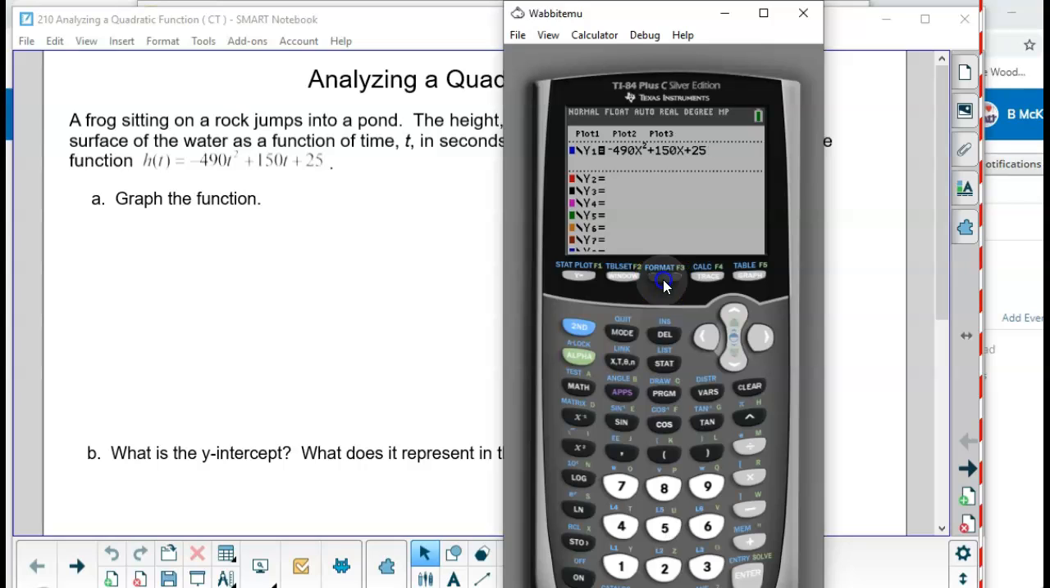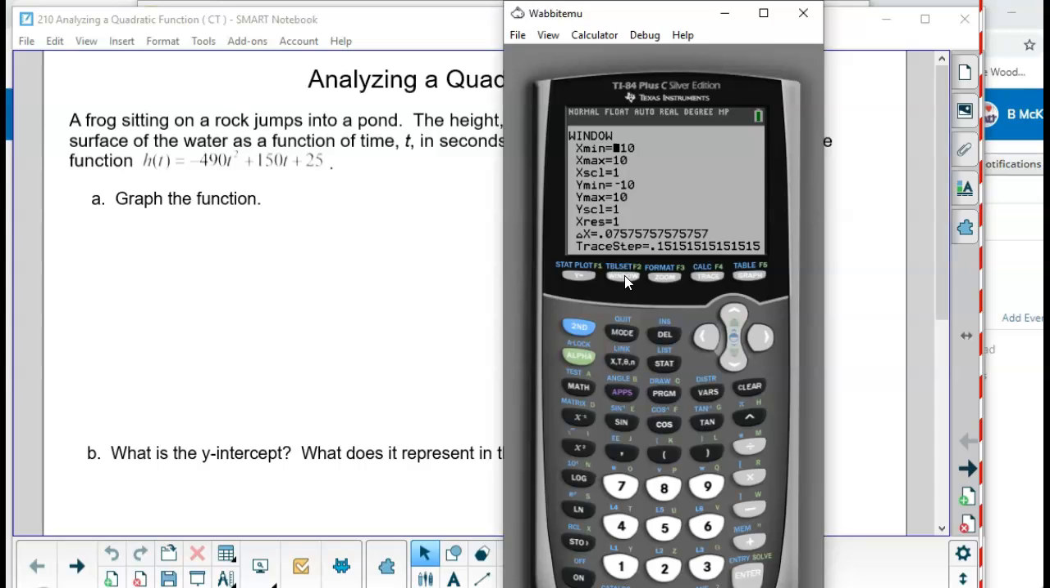Now, if you have a standard screen and you graph that, you might not see anything. So you can see the calculator is chugging away, you can see part there, but it's pretty hard to see what's happening, right? So, you know the y-intercept's 25, so in your window you want to go to at least a maximum of 25, if not higher, because the frog is jumping up and then coming back down.